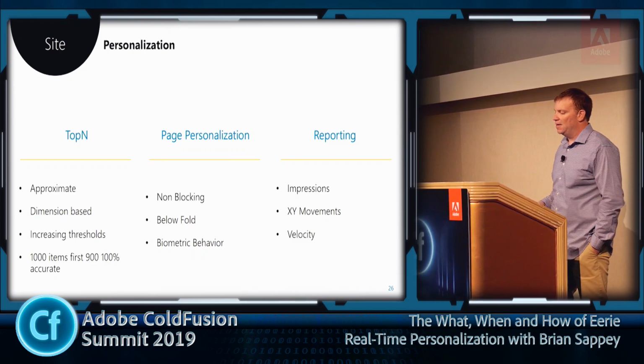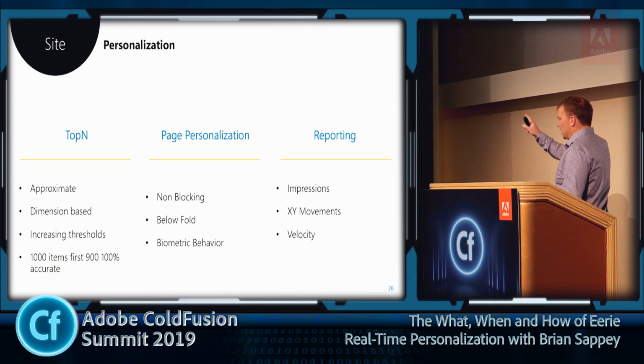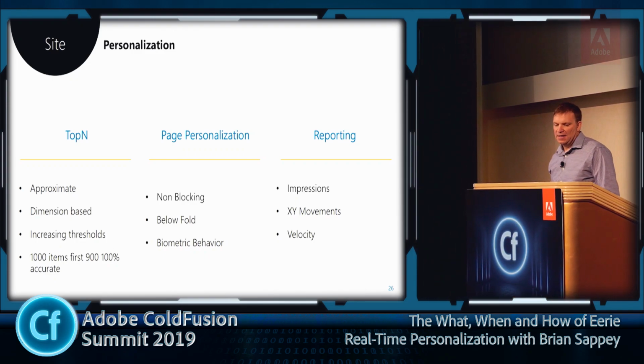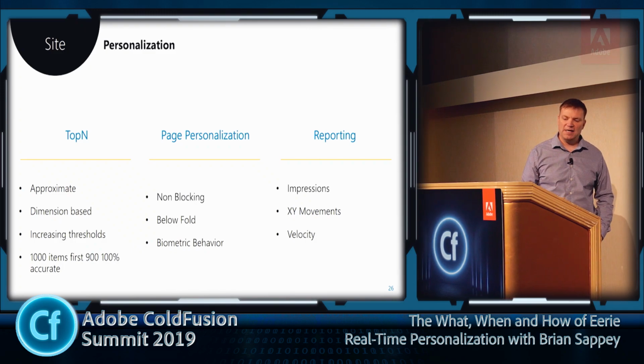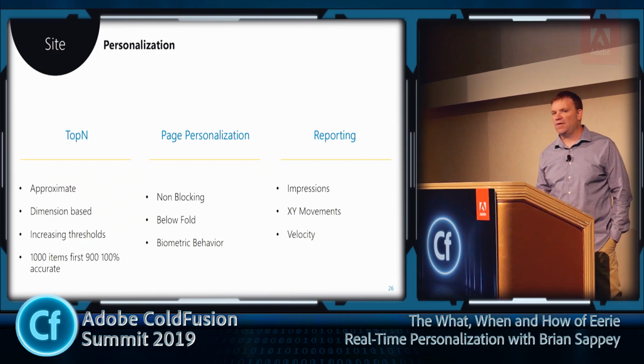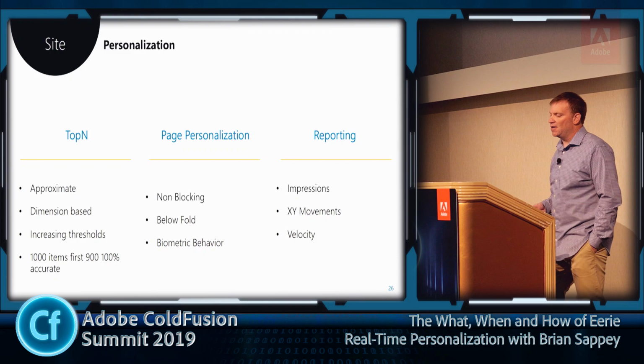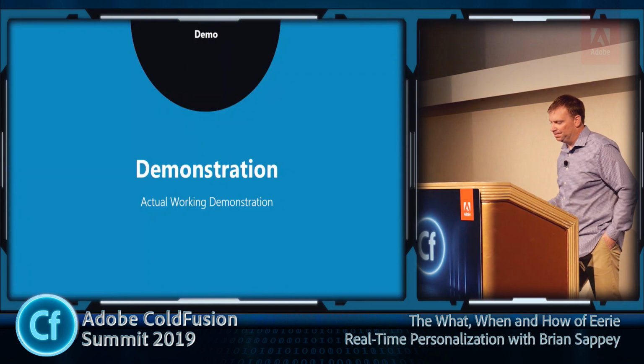All that's handled. XY movements. Everything's got an XY coordinate that you can track. And then also velocity of the user. Again, some of these might be more for reporting and fraud protection, but it also can be used to determine what your users are doing and what they're not doing.